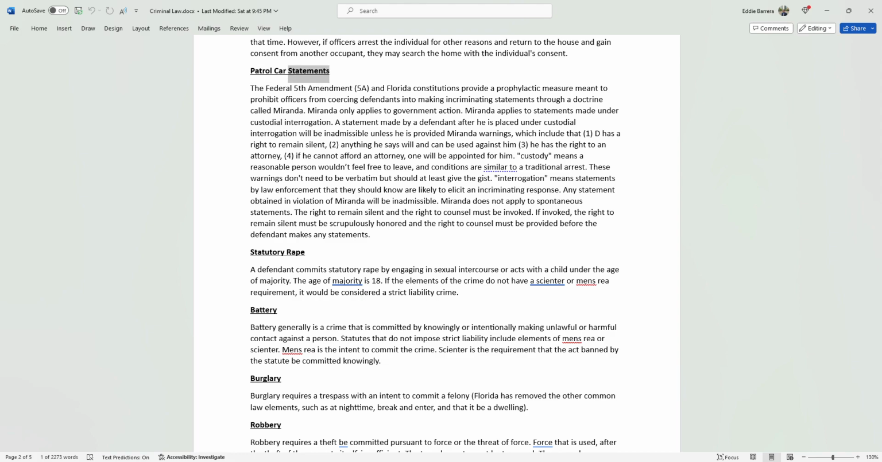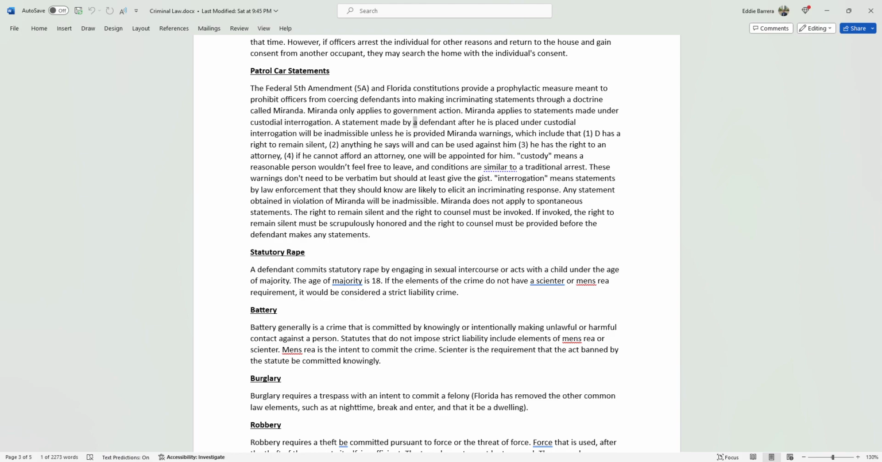Patrol car statements. The Federal Fifth Amendment, 5A, and Florida constitutions provide a prophylactic measure meant to prohibit officers from coercing defendants into making incriminating statements through a doctrine called Miranda. Miranda only applies to government action. Miranda applies to statements made under custodial interrogation.